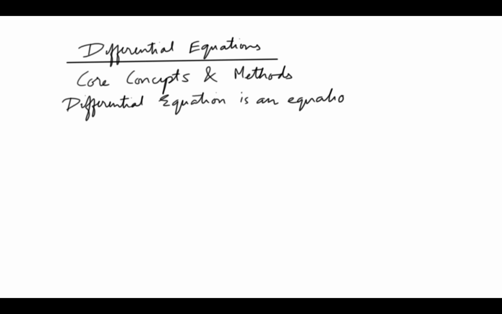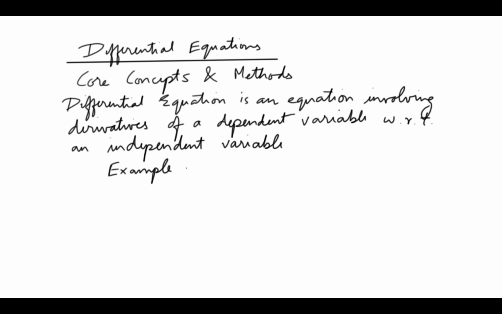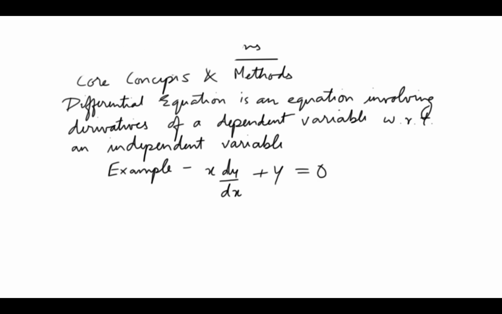First, what exactly is a differential equation? Simply put, it's an equation that involves an independent variable, a dependent variable, and the derivatives of that dependent variable. For example, look at x dy by dx plus y equals 0. It contains the derivative dy by dx. It qualifies as a differential equation.